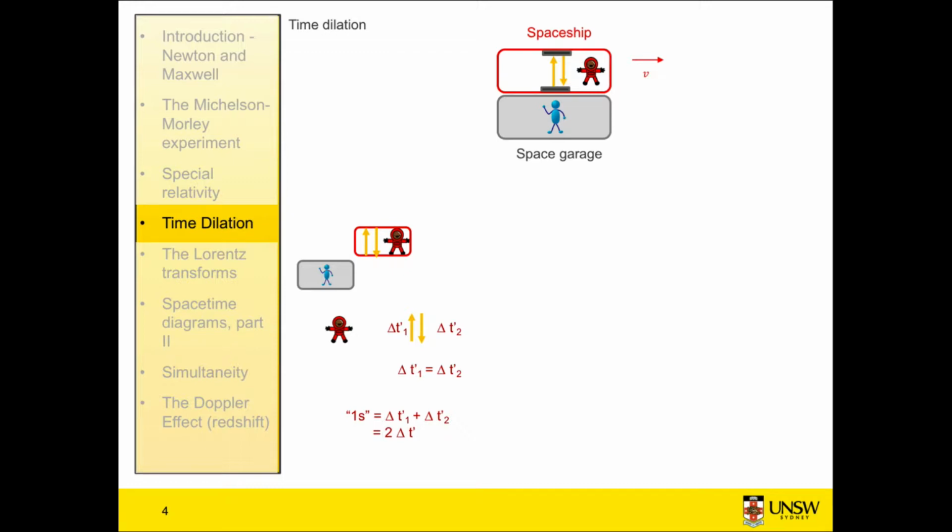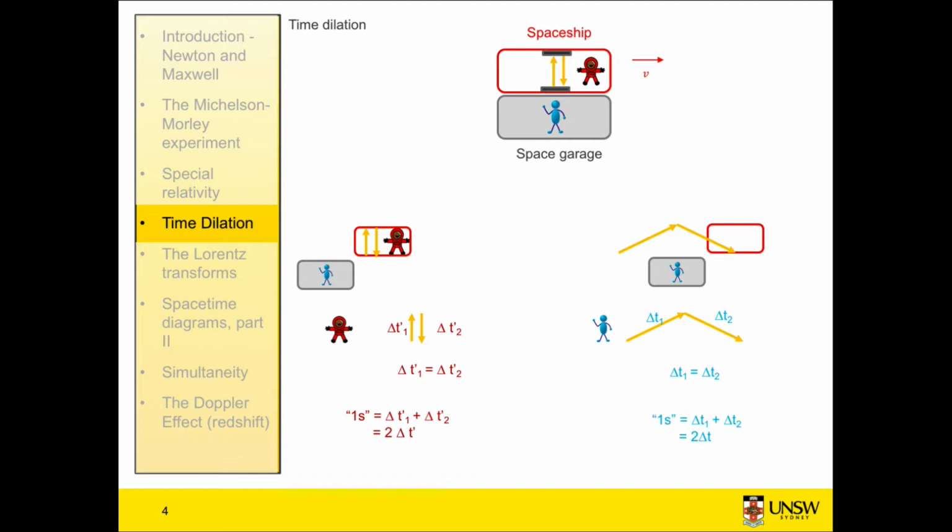From the point of view of the space mechanic, the ship is travelling to the right with a velocity v. So he will see the light travel diagonally. He'll see the light move vertically across the cabin, but at the same time, that cabin is travelling relative to him with a velocity of v to the right. So we also know that, in his case, the time taken for the light to go out and come back is the same, and we'll call this interval delta t. So for him, 1 second is equal to 2 times delta t.